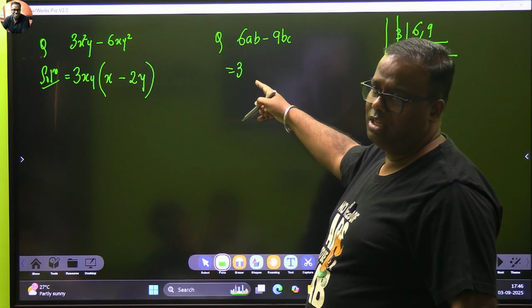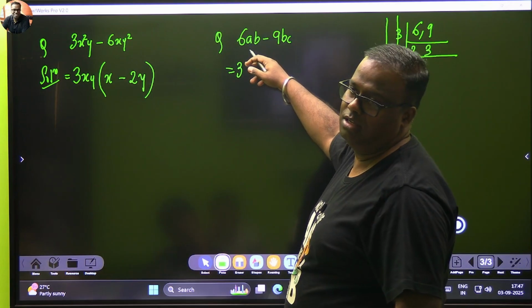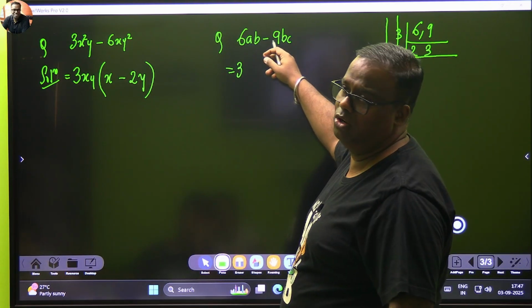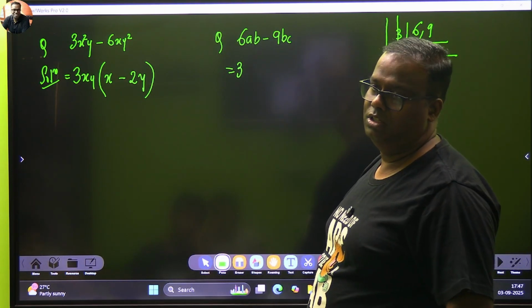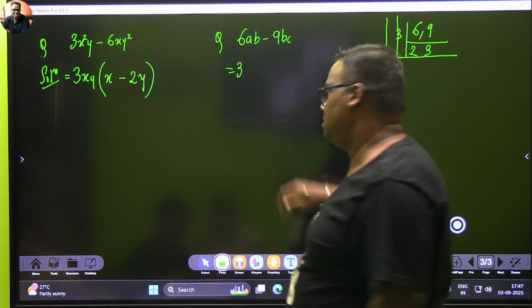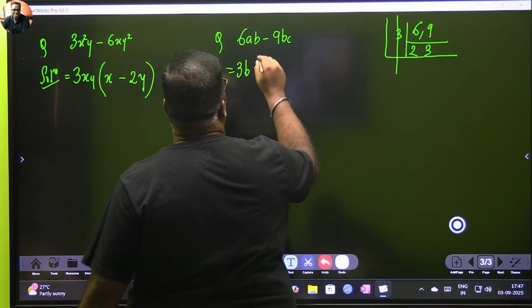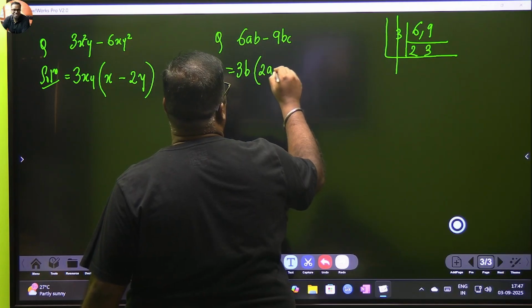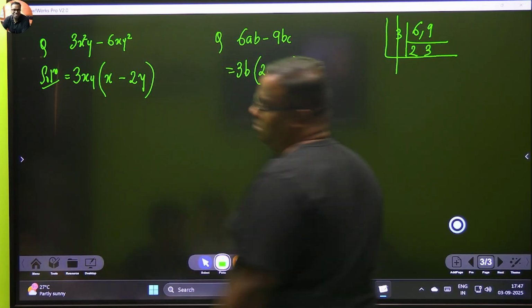I have taken 3. This fellow has got a. This fellow has a? No. So you cannot take it out. Common contribution. He has b. He has b? Yes. So common b, common to a, 3c.